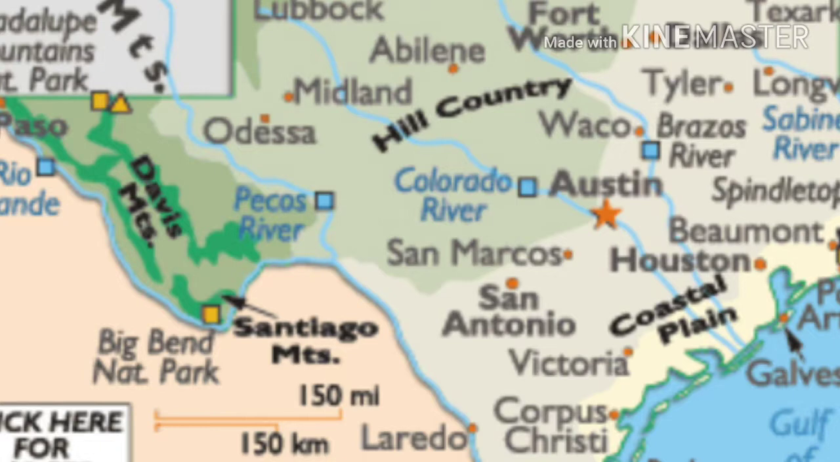Identify and describe the physical characteristics of places such as landforms and bodies of water. Obviously in this one, you can see that the Colorado River runs right through Austin. And then you have the Brazos River, which runs really close to Houston and Fort Worth. And then we have the Pecos River, which is really close to Odessa. And that's for the second grade.